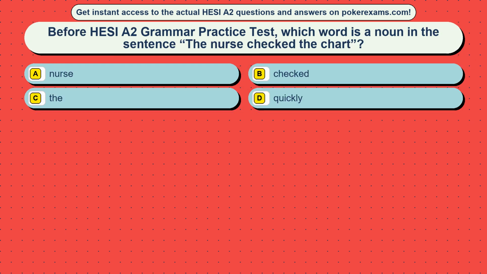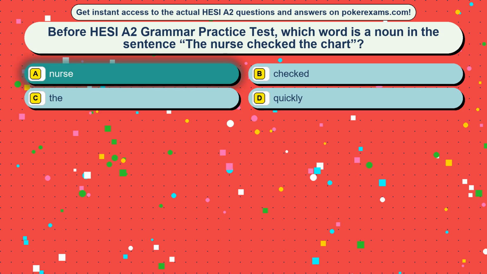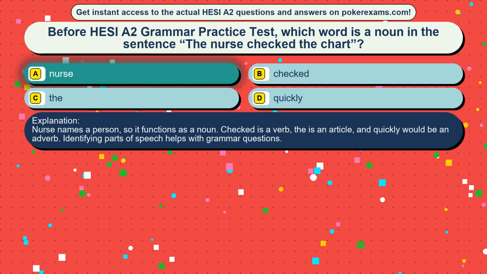Question 5. Before HESI A2 Grammar Practice Test, which word is a noun in the sentence "The nurse checked the chart quickly"? Option A, nurse. Option B, checked. Option C, the. Option D, quickly. The correct answer is Option A, nurse. Nurse names a person, so it functions as a noun. Checked is a verb, the is an article, and quickly would be an adverb. Identifying parts of speech helps with grammar questions.